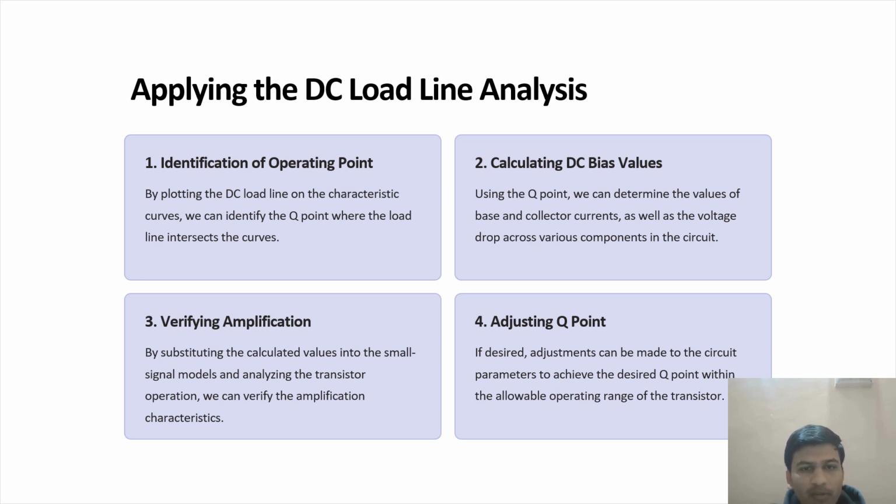By plotting the DC load line on the characteristic curves, we can identify the Q point. Using the Q point, we can determine the values of base and collector currents, that is IB and IC, as well as the voltage drop across various components of the circuit. By substituting the calculated values into small signal models, we can analyze the transistor operation and amplification characteristics.